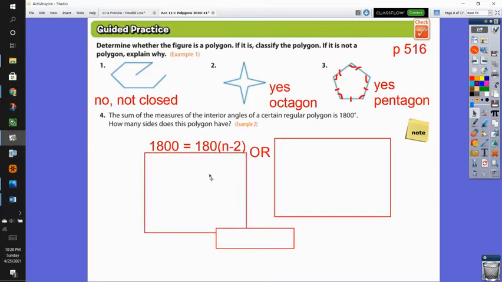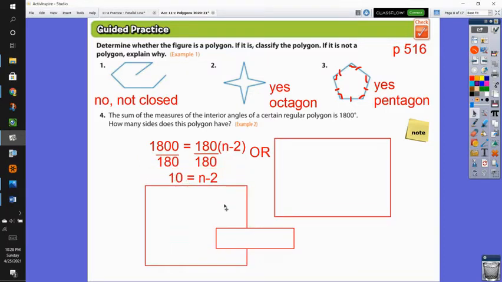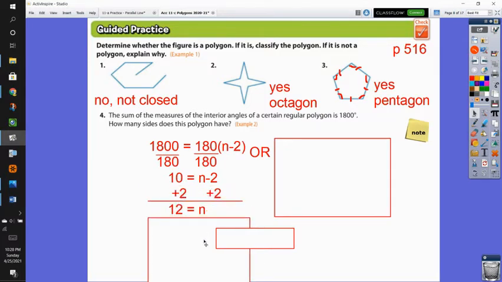There are 2 ways to solve this equation. We didn't really talk about the first way, but you might just see it right away. It's certainly easier; the arithmetic's easier. That would be by dividing both sides by 180. So n minus 2 equals 10. Then add 2 to both sides, and n equals 12. So that's one way to do it.